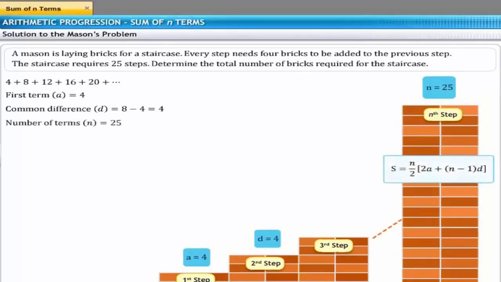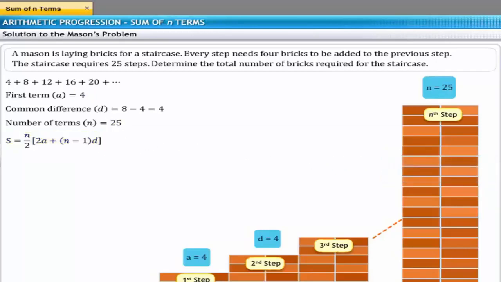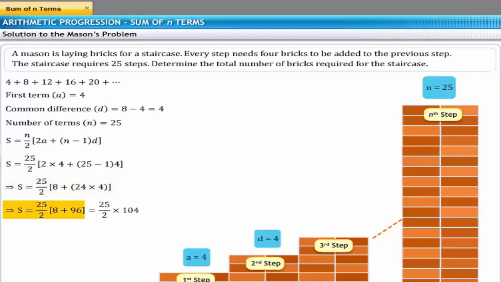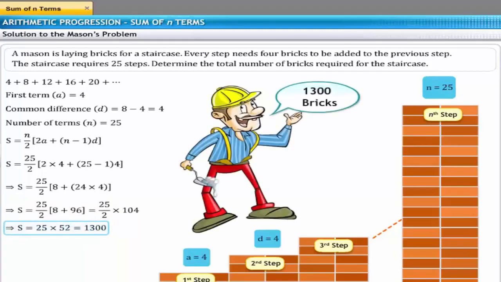You can apply the formula for sum of n terms to the given data. Substituting the values of n, A, and D in the formula, you get the value for the sum of n terms, S. After simplifying, you get S equals 1300. Therefore, the mason requires a total of 1300 bricks to construct a staircase of 25 steps.